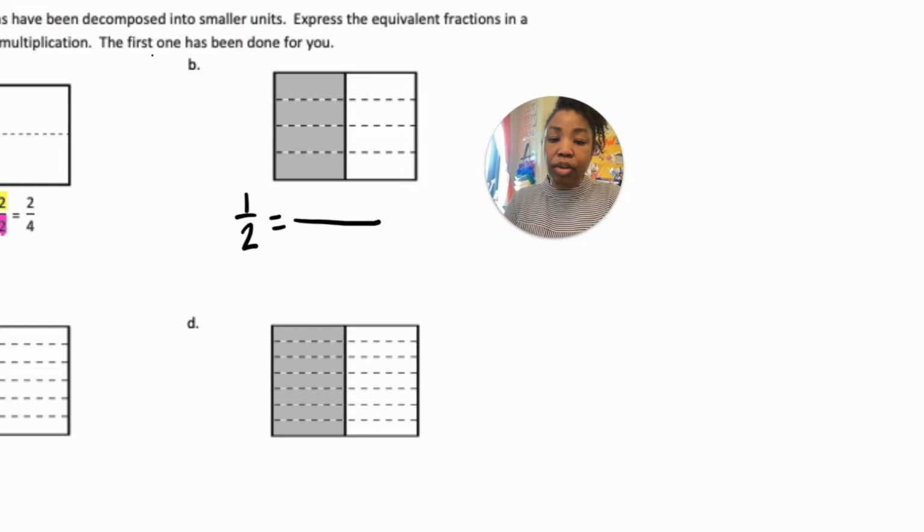For B, we have 1/2. We divided 1/2 into 4 rows. So we are doing the fractional unit 4 times. So I'm going to write 1/2, and I'm multiplying. I'm dividing it into 4 parts, but I'm multiplying the parts, the fractional units. So I'm going to multiply the top and the bottom by 4. 1 times 4 is 4. 2 times 4 is 8. So 1/2 is equal to 4/8.